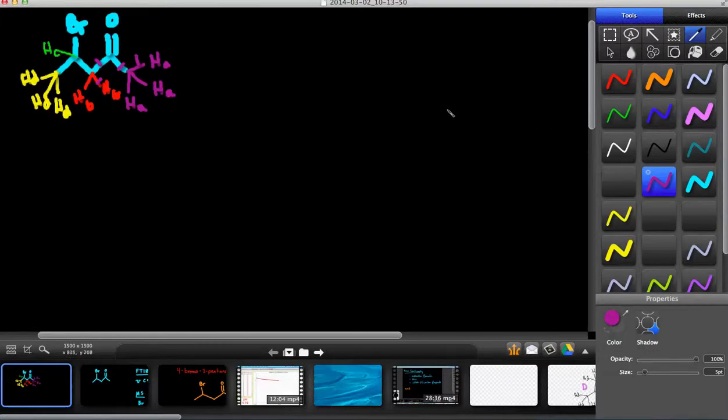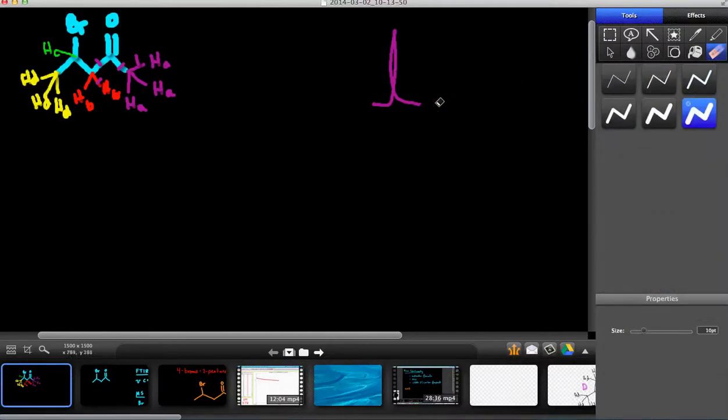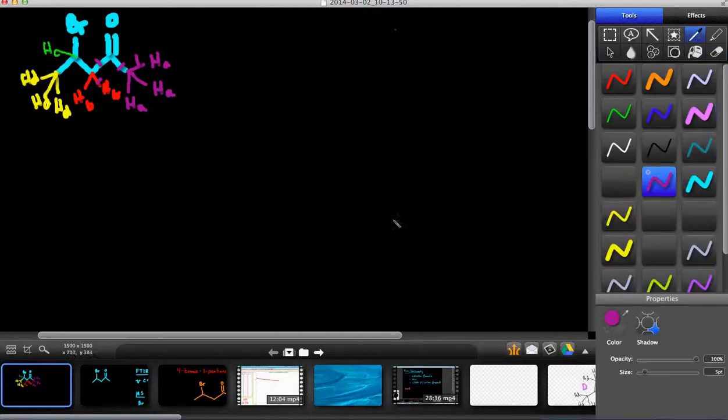So HA will appear as a singlet. Boy, that is really crappy looking. Double bonded oxygen, right? Yeah, I'm going to show you this in just a couple of minutes. Just make sure we're ordering it properly.